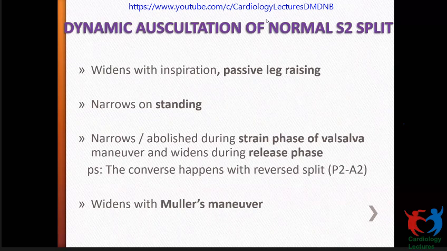Now, what would Valsalva do? What would narrowing do? Obviously, narrowing would decrease the split. Okay, what would Valsalva do? Valsalva is forced expiration. It's as simple as that. A forced expiration would make this P2 to P2 narrow and makes it single. Muller, which is a forced inspiration, will widen the split. So this is how, in normal cases, the dynamic auscultation helps.